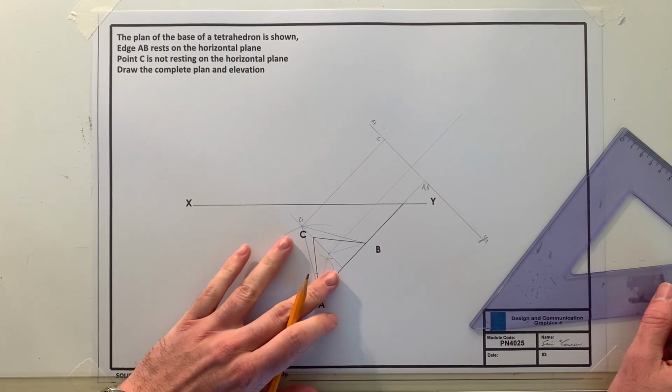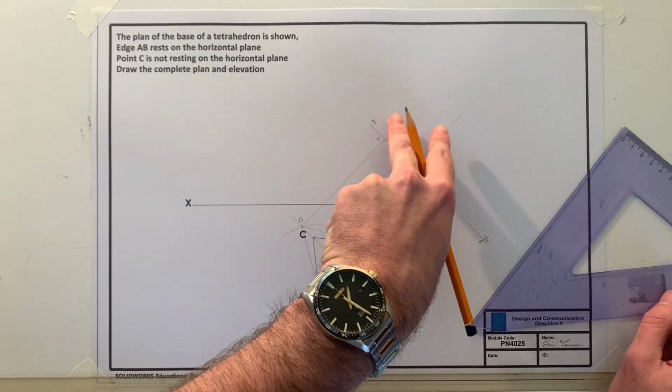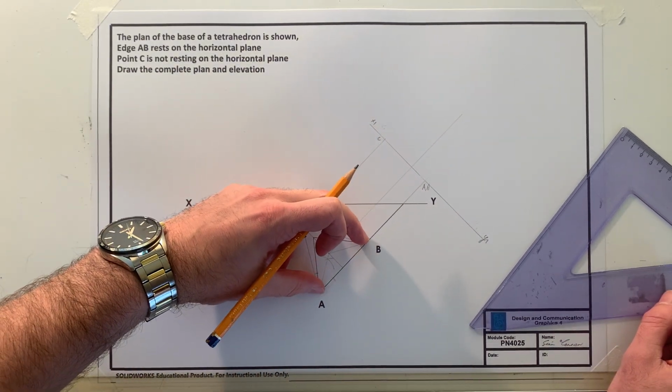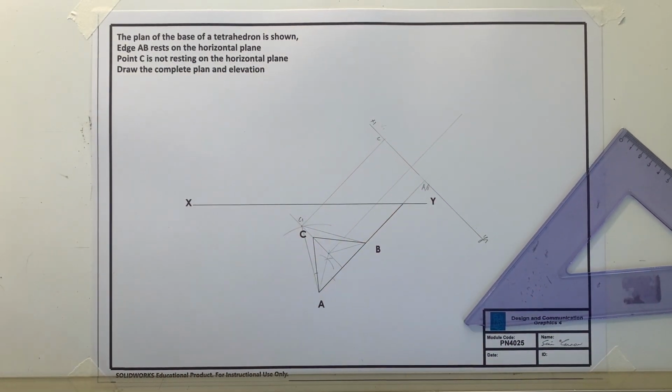Now the reason I took my auxiliary off in this direction is because now I can use this length, because I know it's going to be a true length above here. So I just take the distance that I know it's going to be, which is this distance here, knock it off where it intersects. I can then finish off my tetrahedron.